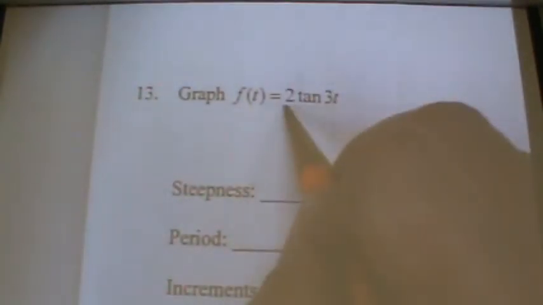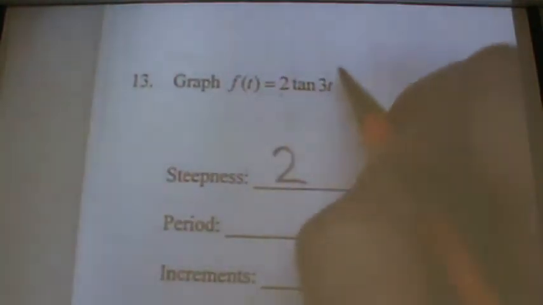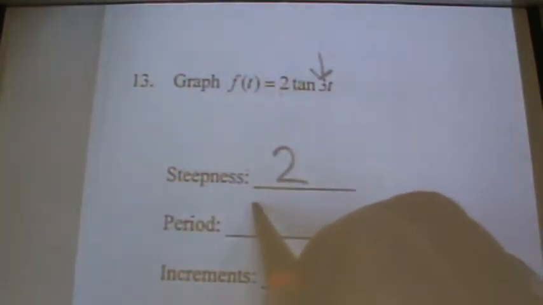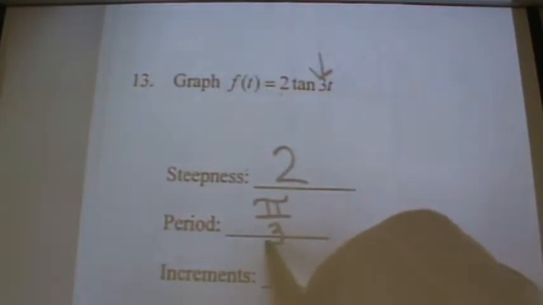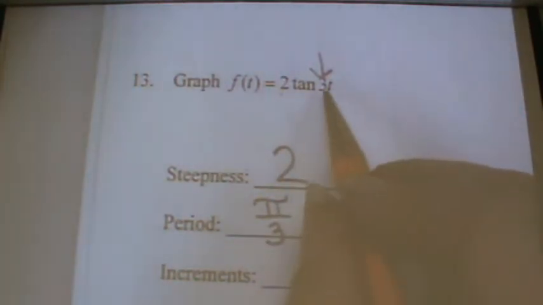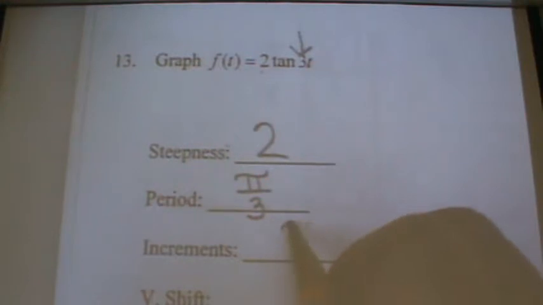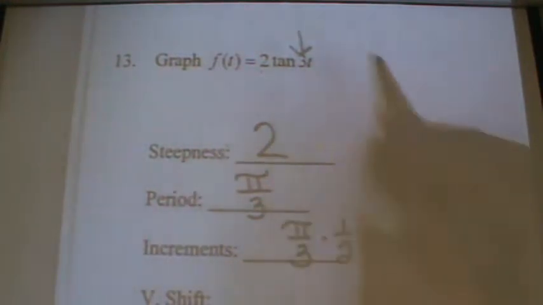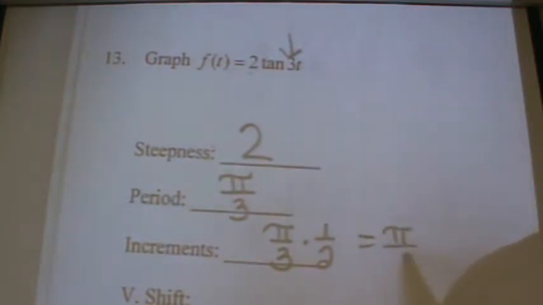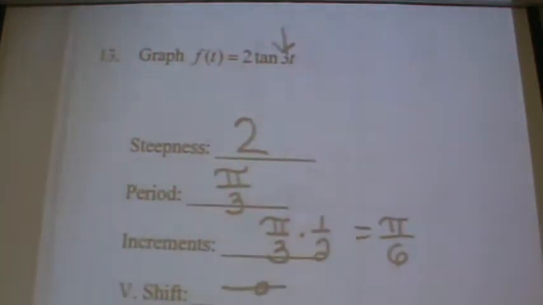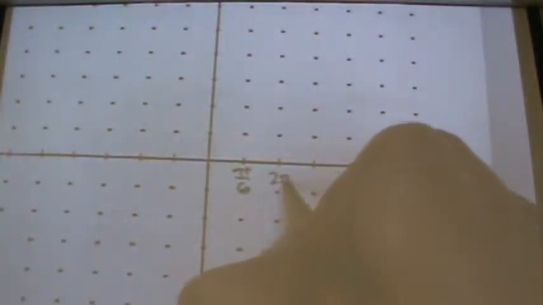Okay, the steepness is 2. Now the period, your b value is 3. You're going to do pi divided by 3. It's pi over b. And now you're going to cut your increments in half, because there are 2 increments for tangent. So we're going to count by pi over 6, and there is no vertical shift. So this is going to be 1 pi over 6, 2 pi over 6, 3 pi over 6, 4 pi over 6, and so forth.